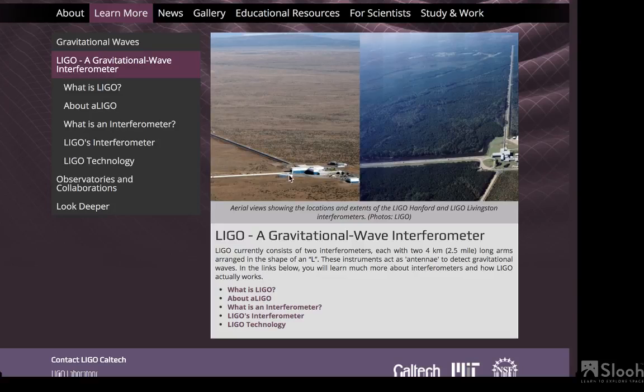The wave comes through. It doesn't affect this arm because the wave ripple is just passing right through this arm. But this arm here, it's going to extend the length of the arm by just a teeny little bit. And so while normally the laser light would hit the mirror of this arm and the mirror of this arm at precisely the same time, because the gravitational waves made this arm a little bit longer, it took a little bit longer for the laser light to reach the mirror.